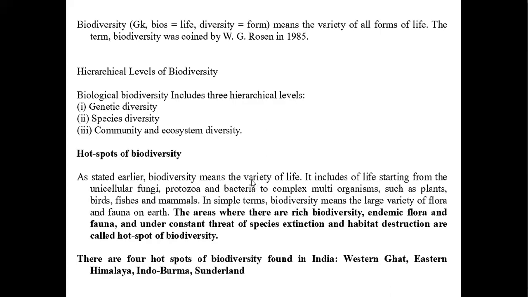Now, one important point is your hotspots of biodiversity. What are hotspots of biodiversity? Hotspots of biodiversity are the areas which are rich in biodiversity with endemic flora and fauna, and under constant threat of species extinction and habitat destruction. And there are four hotspots of biodiversity found in India: one is the Western Ghats, one is Eastern Himalaya, one is Indo-Burma, another one is your Sundaland.